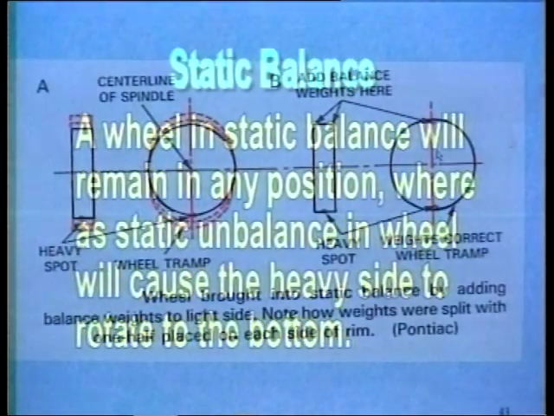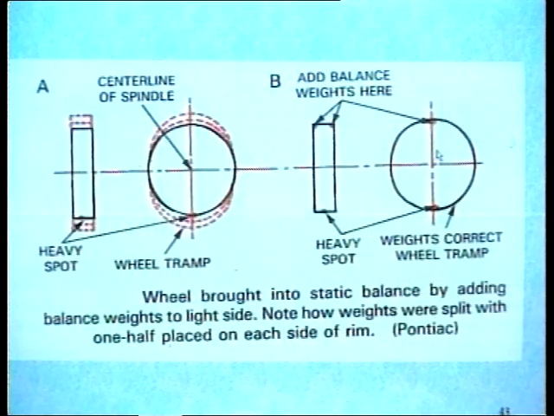The figure shows a statically unbalanced wheel. The wheel is brought into static balance by clipping weights to the rim opposite to the heavy side. If more than 56 grams of weight is required, the weight should be split into two halves and added to either side of the rim.